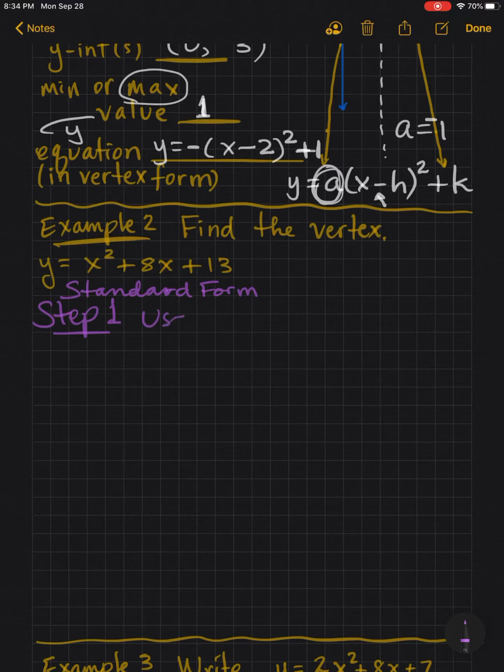Okay, step 1, we're going to use x equals negative b over 2a to find our x value, because we know that the vertex is always on the axis of symmetry, and that's what this is. And then step 2, we'll plug x in to find y.